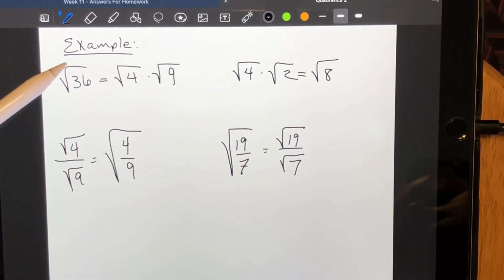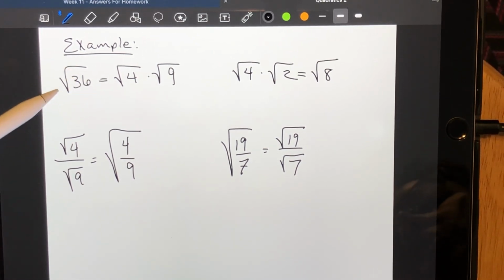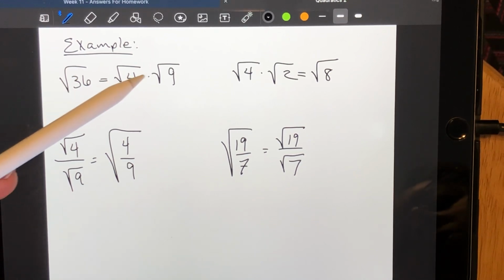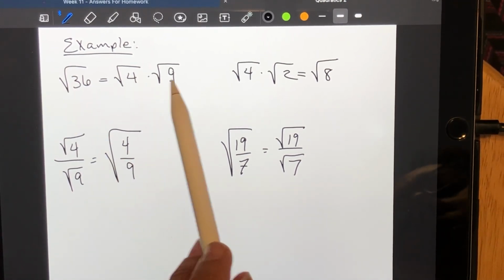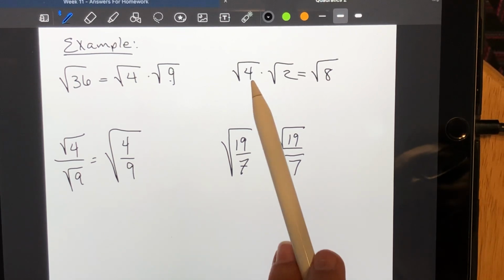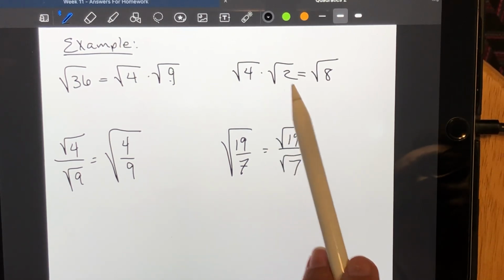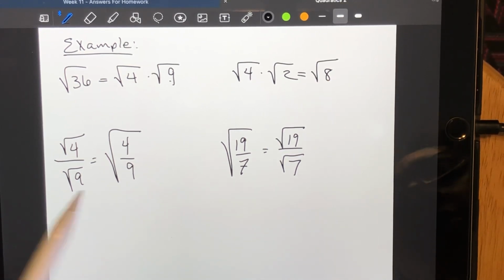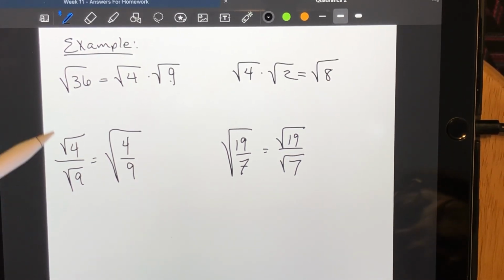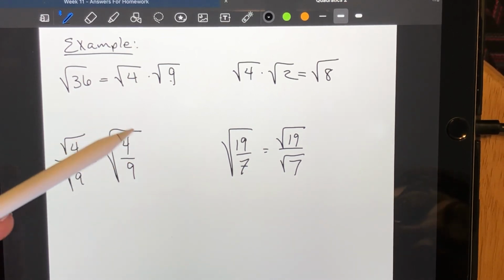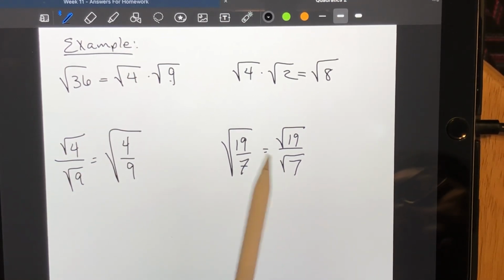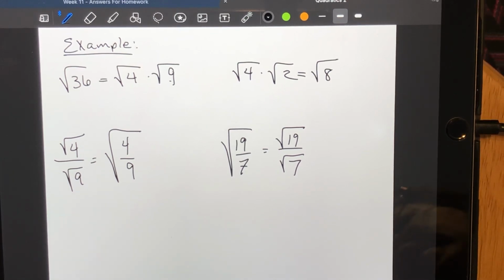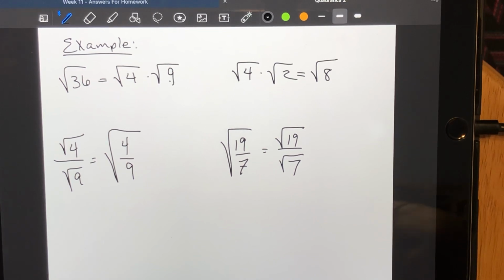We started with a full radical here, and we broke it up. We can break it up into 4 times 9. We can start with square root of 4 times square root of 2, and we can combine them together into the square root of 8. We could take two separate radicals, one on the top, one on the bottom, and we could put it all over one radical. Or we could take a full fraction that's underneath, and we can separate it into two separate radicals as well.